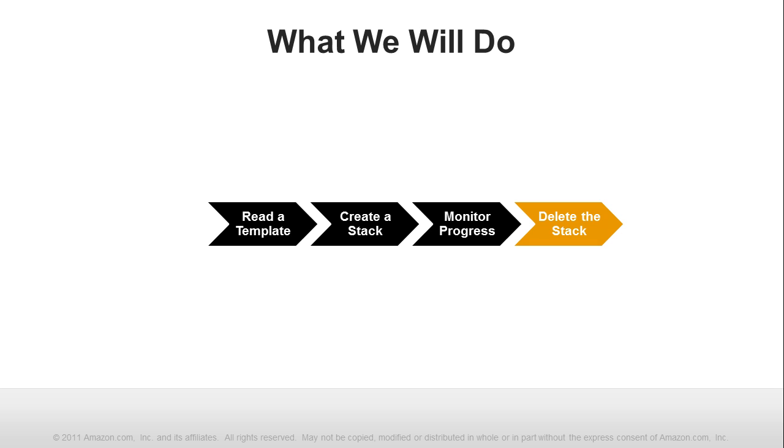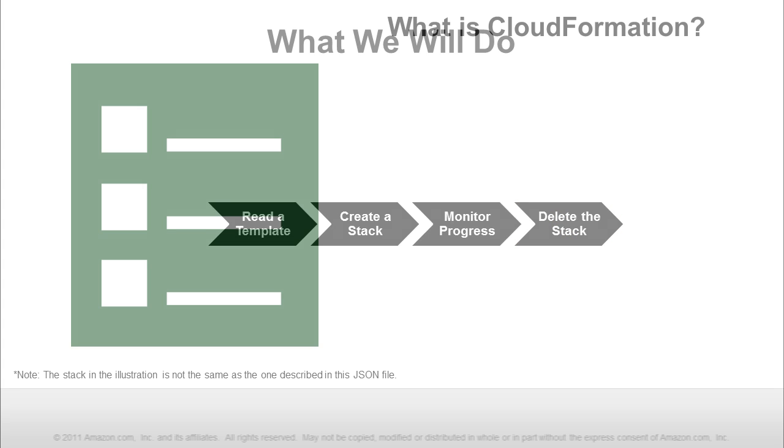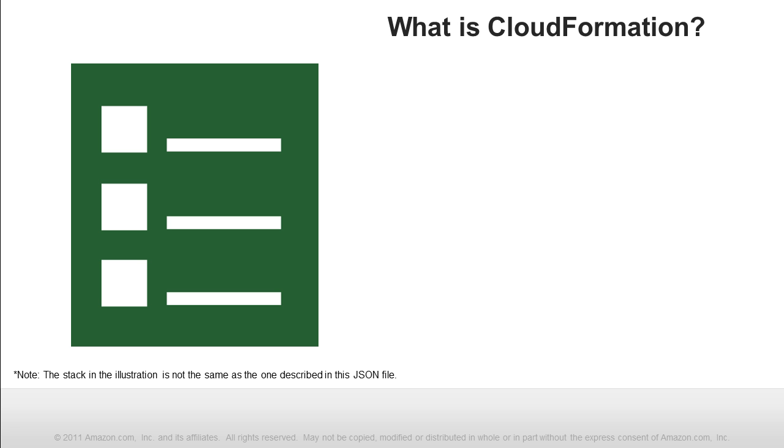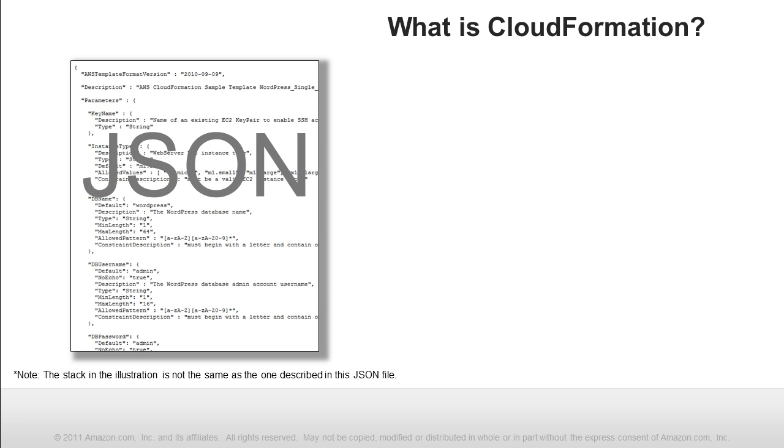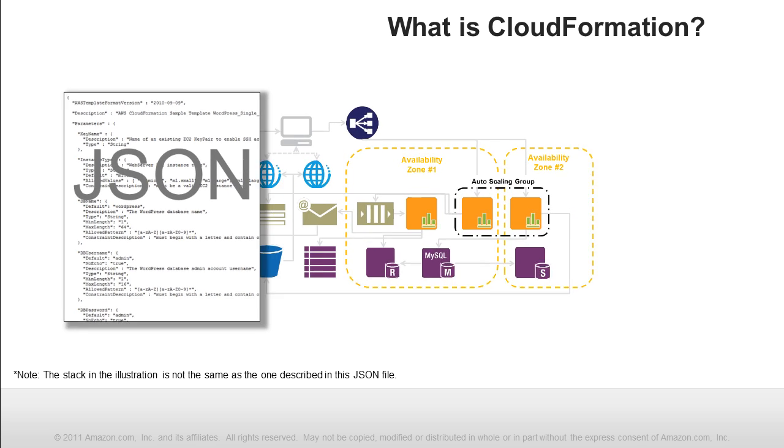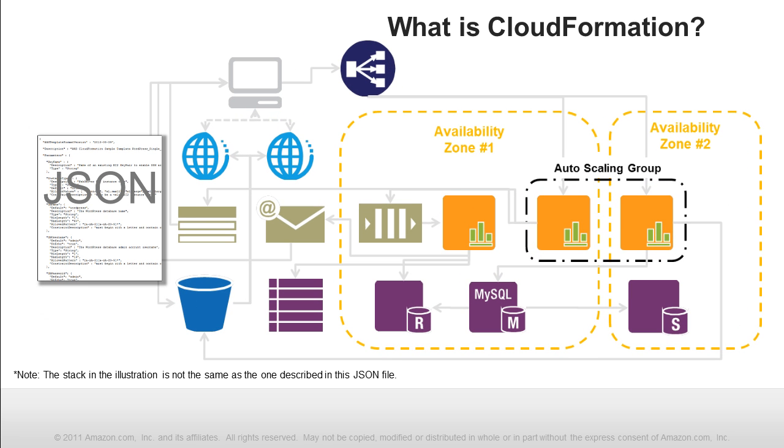But first, what is CloudFormation? AWS CloudFormation enables you to create and delete related AWS resources together as a unit called a stack. You define the characteristics of a stack (parameters, mappings, resource properties, and output values) using a template, a JSON-compliant text file. You can write your template from scratch or start with one of the example templates we provide.